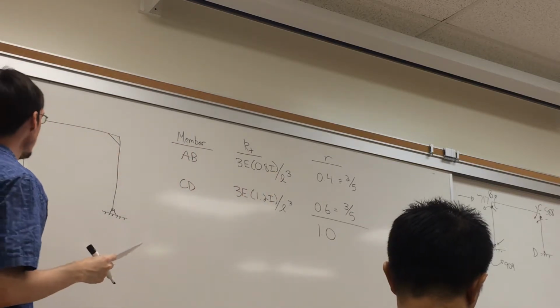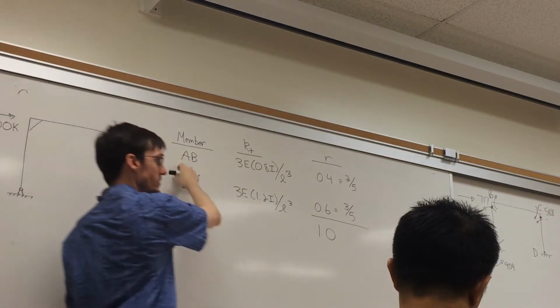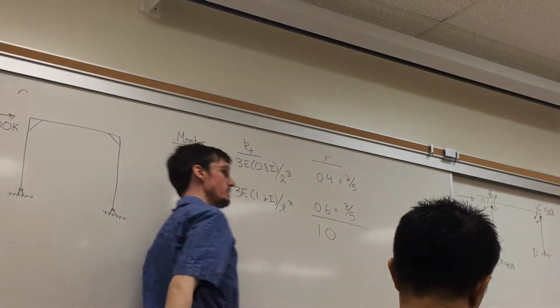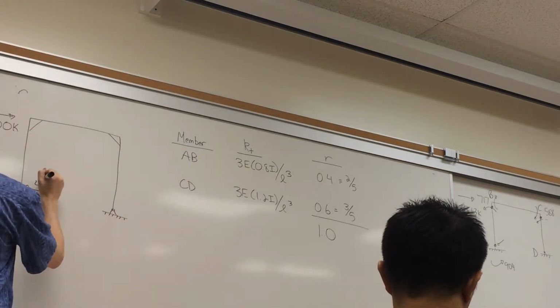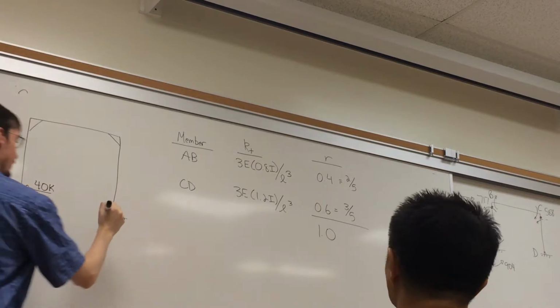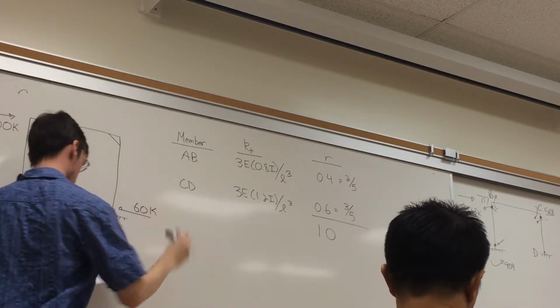So what this tells us is I have 100 kips applied here. So member AB has a distribution factor of 0.4, which means it will take 40 kips of this load. And this guy will take 60 kips.